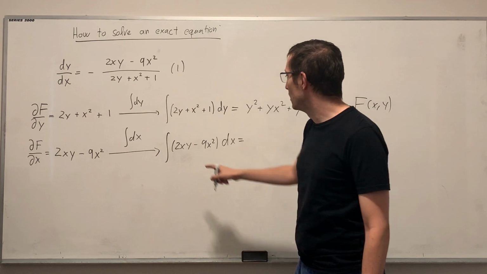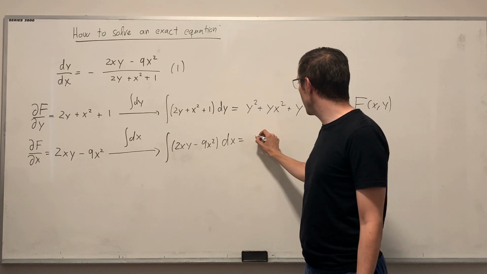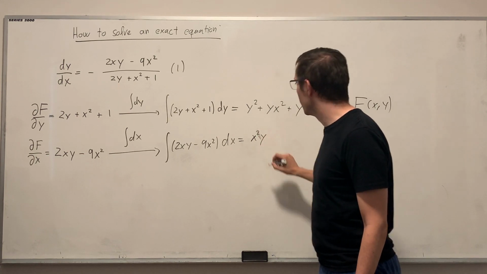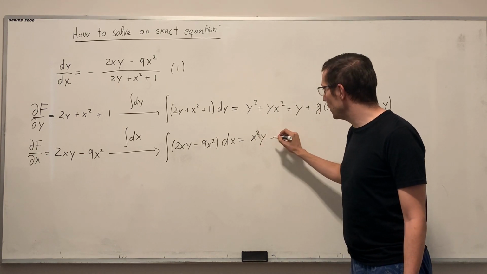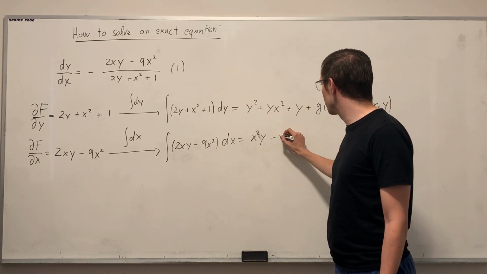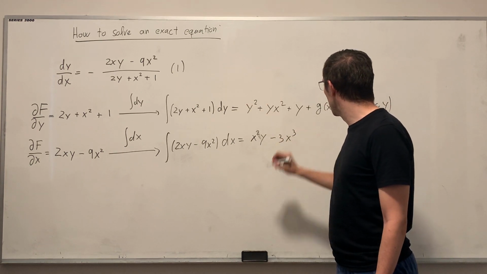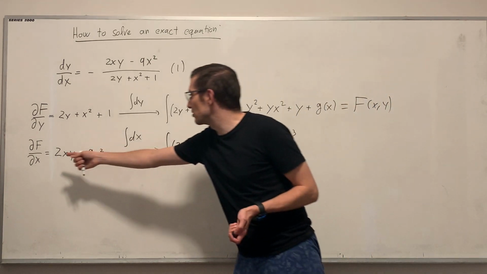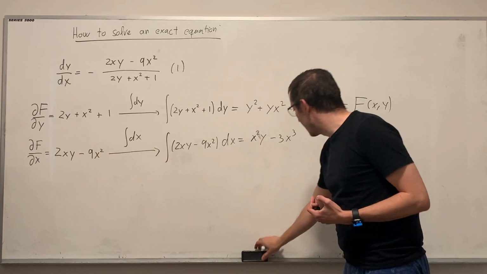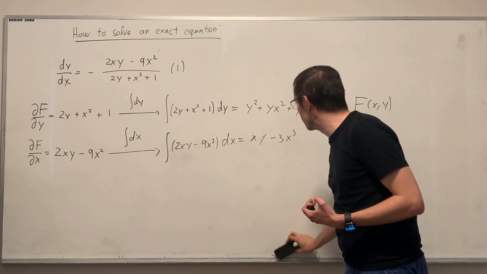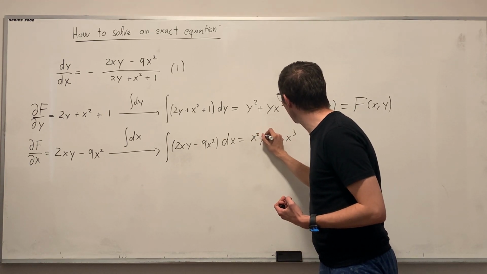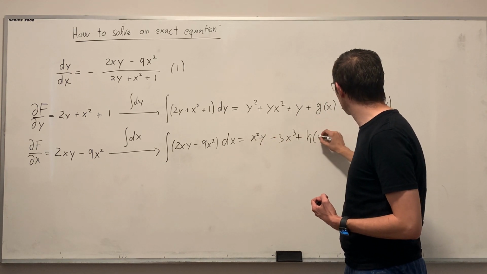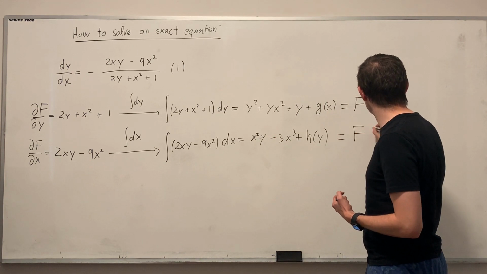Now, if we do this integral, the first one is very easy, it is x squared y. The second one is also very easy, so it's 3 divided by 3, so it's 3 times x cubed. And of course, we realize that perhaps this partial derivative with respect to x could have killed any terms that are only functions of y. All right, so what we do here is to write a possible h of y, and that is f of xy.